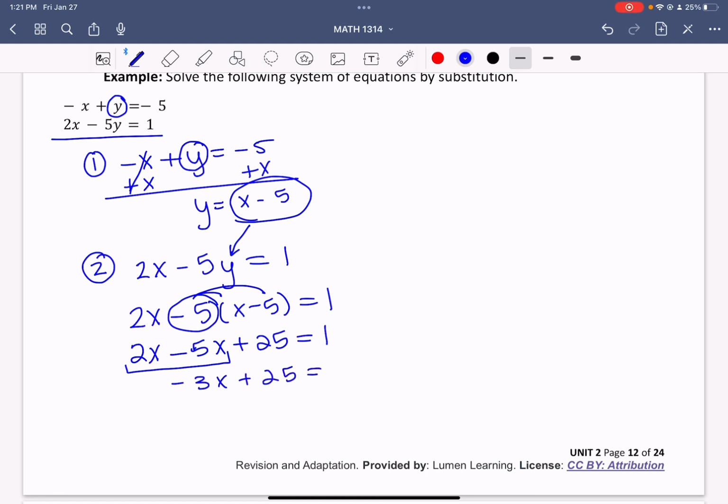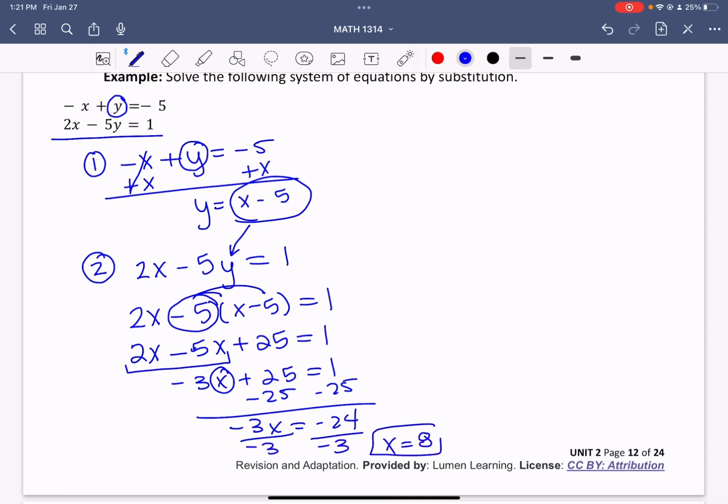I'm going to combine these x's together. That gives me negative 3x plus 25 equal to 1. And then isolate this variable. So minus 25. That gives me negative 3x equal to negative 24. And divide by negative 3. So x is equal to positive 8. I'm halfway to answering this. So I'm looking for an ordered pair. That means my x is going to be equal to 8.